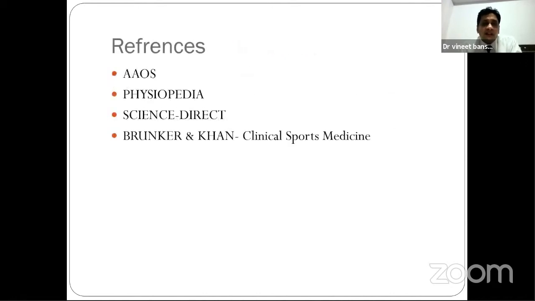And I took some references. I took some pictorial illustrations from these sites, and I didn't use my own patient because of the PDPA Act, so I have referred to these sites for illustrations.